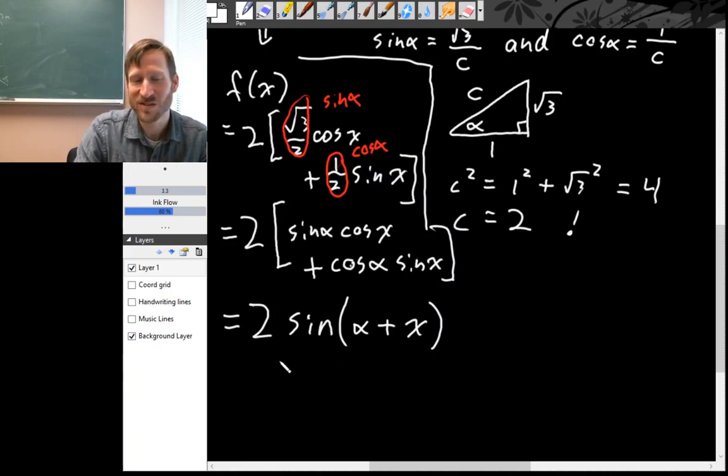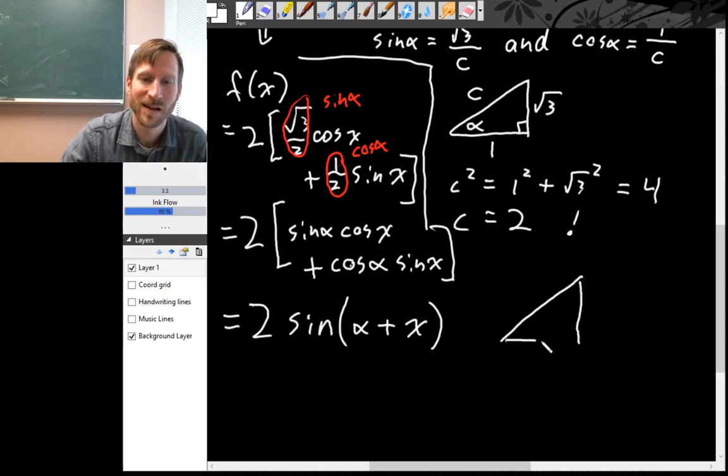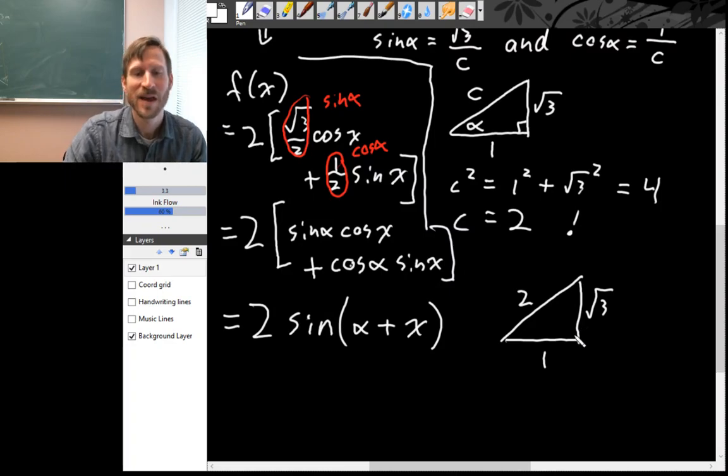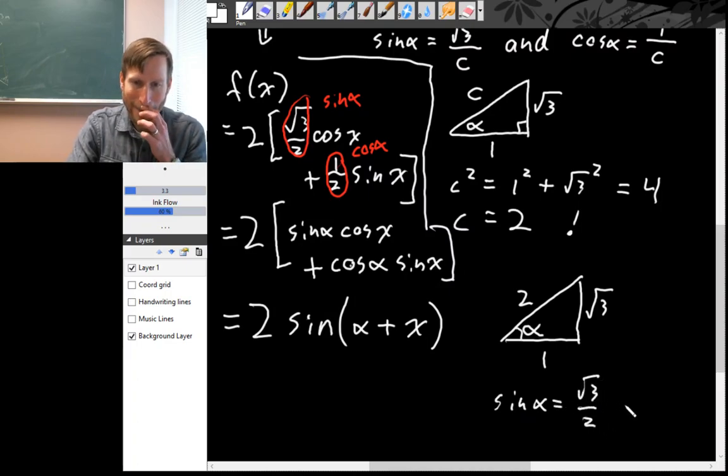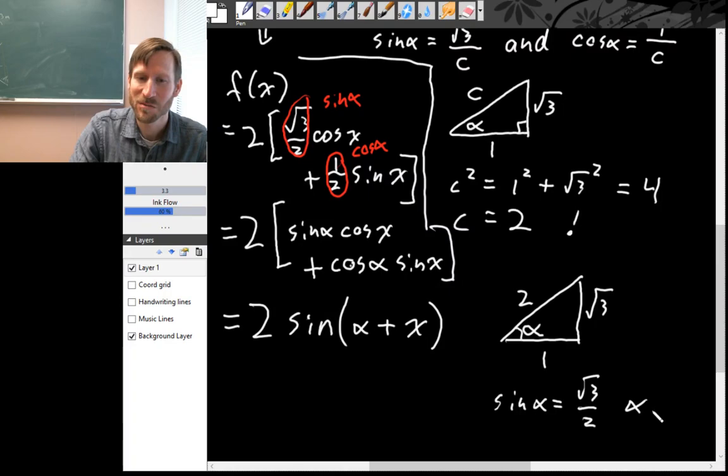But to really know what this function is, we should figure out what alpha is. So remember, we had a right triangle where the right-hand side was square root of 3, the bottom side was 1, and the hypotenuse was, now we know, 2. And alpha is this angle in the lower left. And so that meant that sine of alpha is root 3 over 2. Can you think of an angle whose sine is root 3 over 2? Yeah, it's going to be pi over 3.